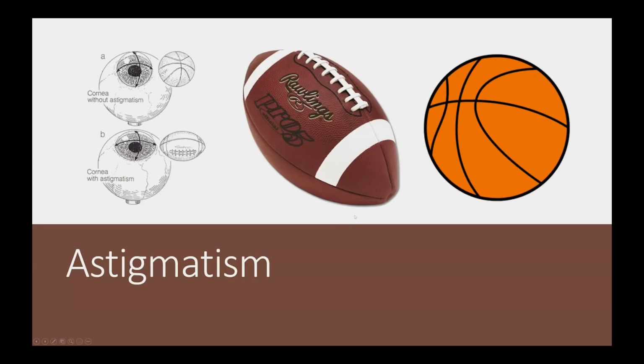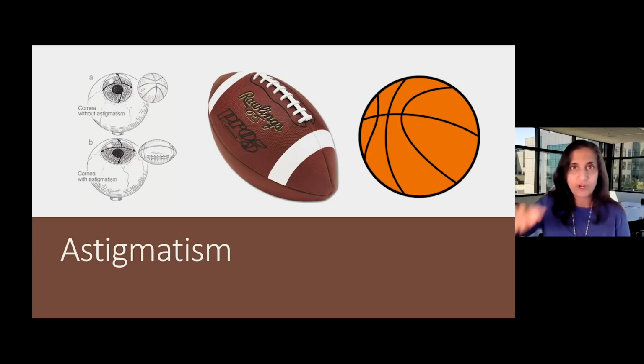Now, the person with astigmatism has a different problem. They have a problem where the cornea, that front focusing surface of the eye, has two or more different curvatures. So a spherical or a normal, non-astigmatic cornea is shaped more like a sphere, like a basketball, such that in every direction, the curvature is the same.